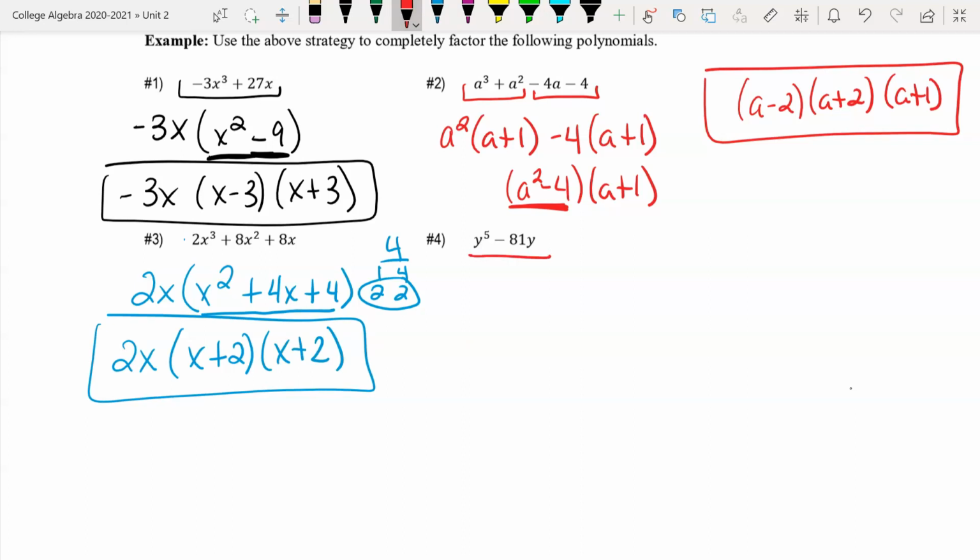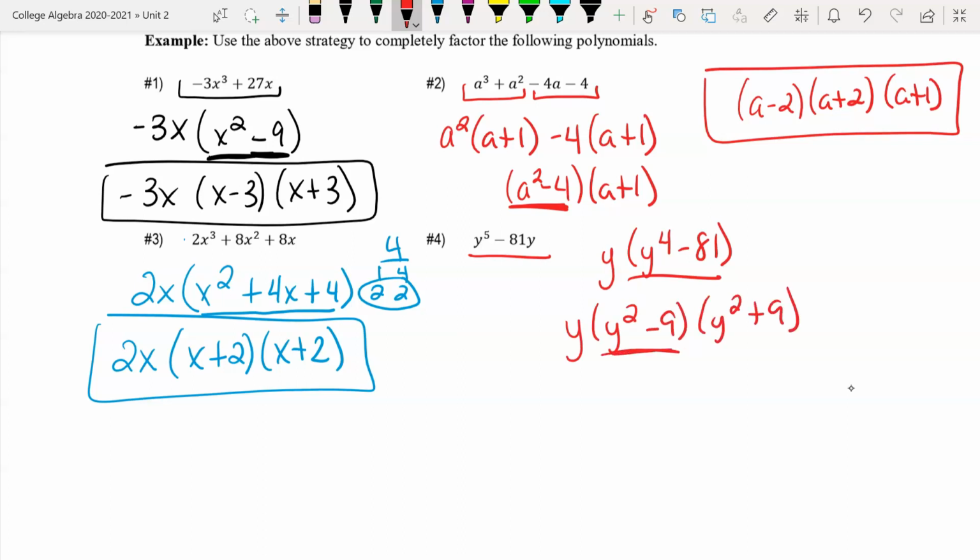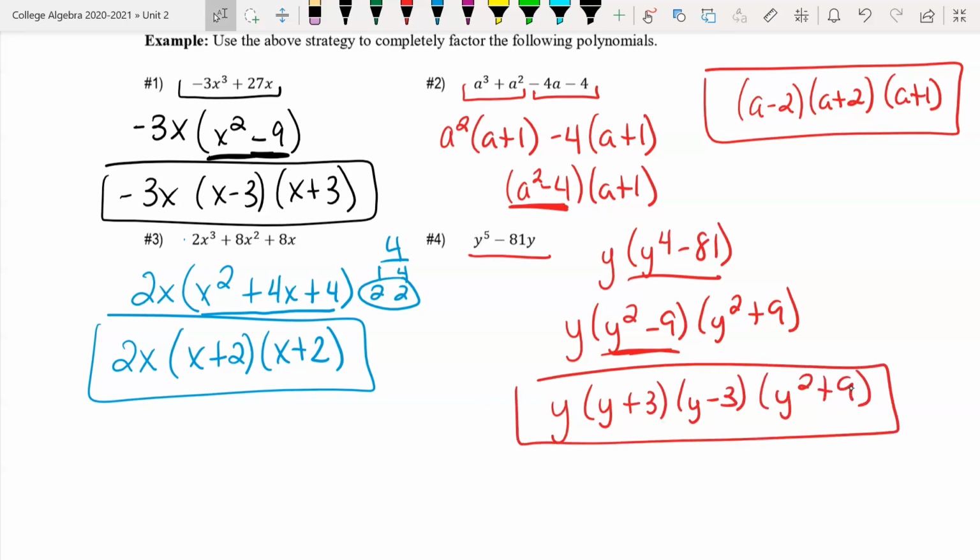Last one, factor out a y. I have y to the fourth minus 81. Again, a difference of squares. So this becomes y squared minus 9, y squared plus 9. This one's kind of unique because it's got another step. Because the y squared minus 9 can be factored into y plus 3, y minus 3. And it ends up being that.